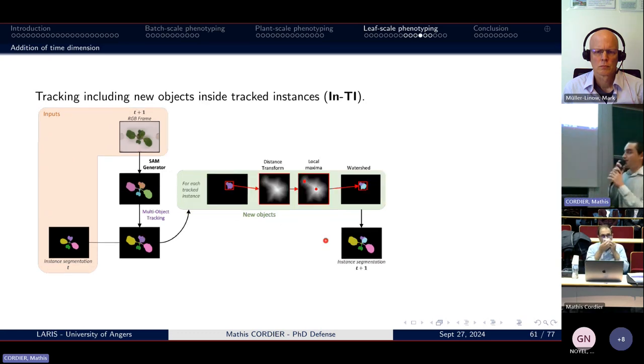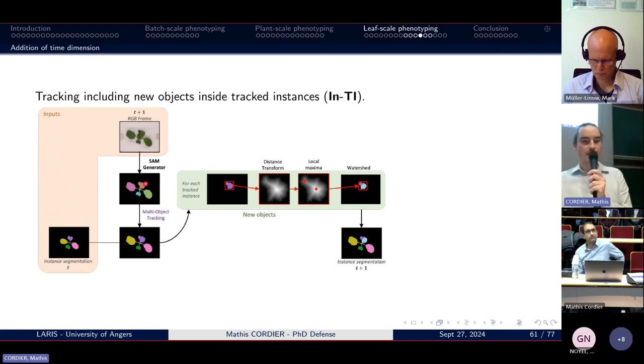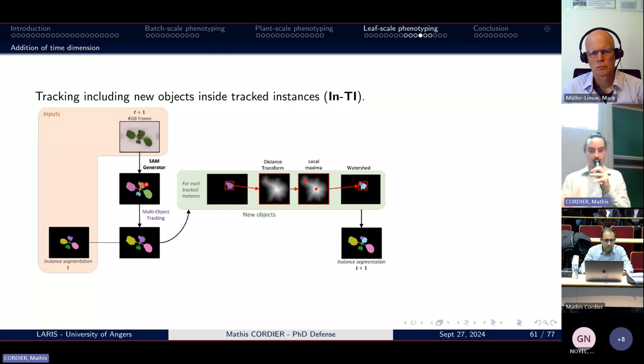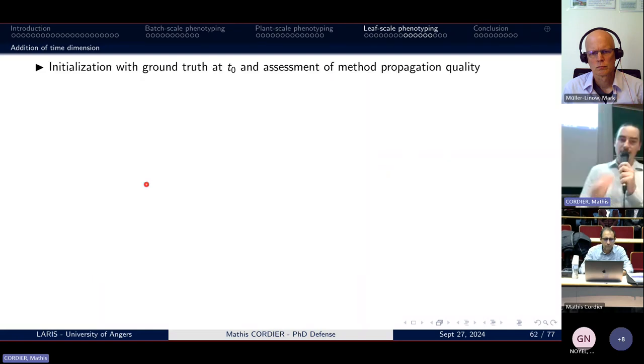Another approach is to detect objects inside the tracked instances. Here we consider that we can have aggregation of leaves. It is due to the fact that a newly appearing leaf is very small and is in the vicinity of a big leaf which is already tracked. In this case, we can have aggregation within instances, and we use 2D spatial processing to separate instances if we detect that we have several leaves inside.